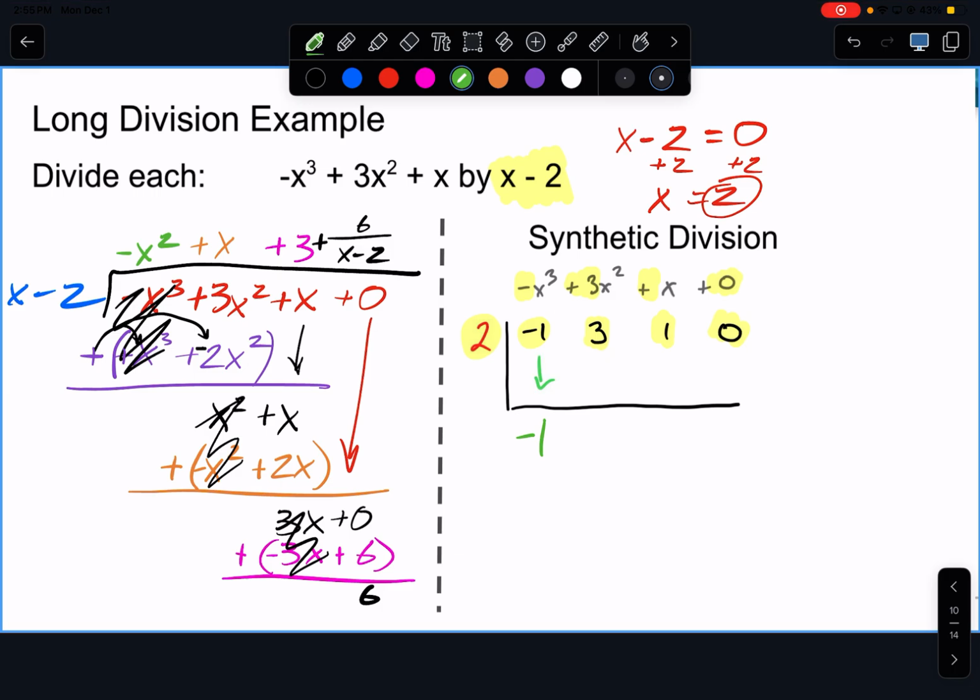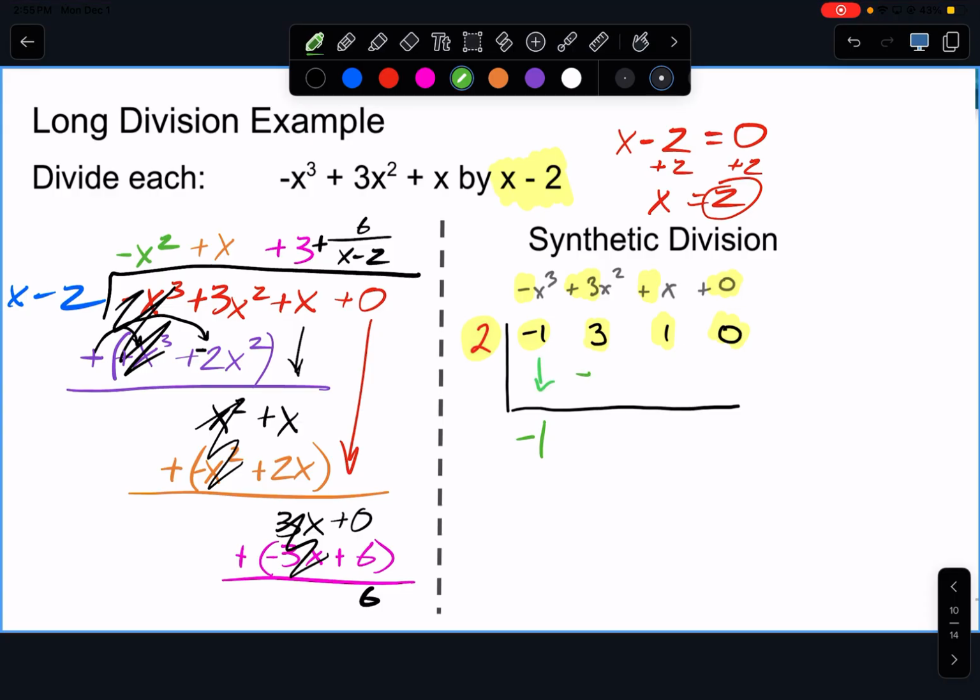So we're going to multiply the green and the red number. So what's 2 times -1? -2. Then we add. What's 3 minus 2? 3 plus -2. 1. Then we multiply. What's 2 times 1? 2. Then we add. What's 1 plus 2? 3. Now we multiply. 3 times 2. 6. Now we add. 6. Okay? Like I said, that part of the process is pretty quick and simple.